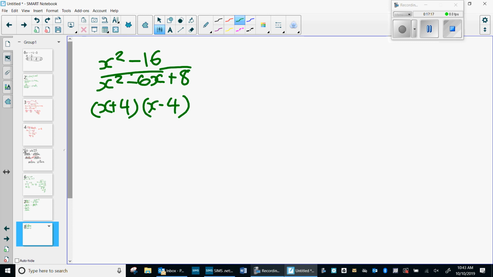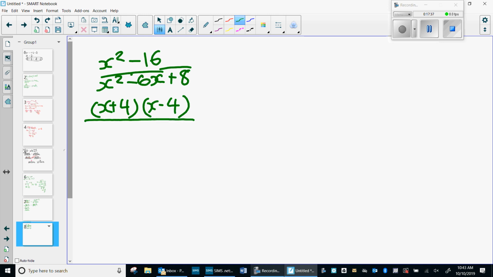What's the expression on the top called? Remember? I just talked about it a second ago. Difference of 2 squares. Yeah, it's the difference of two squares, remember? Because you've got x squared minus something else squared. So you know they have to be the same numbers because there's no middle term. Okay? So we've factorized the top and got x plus 4, x minus 4.